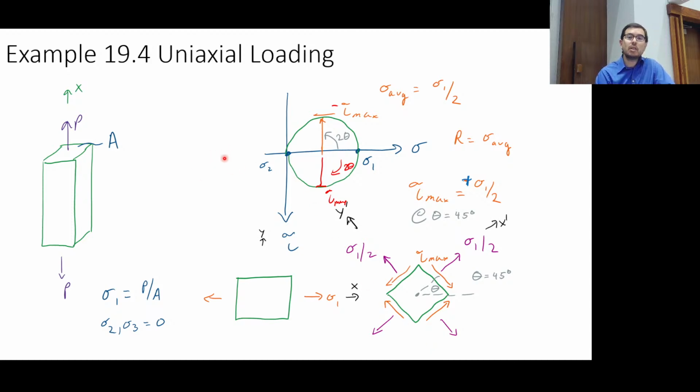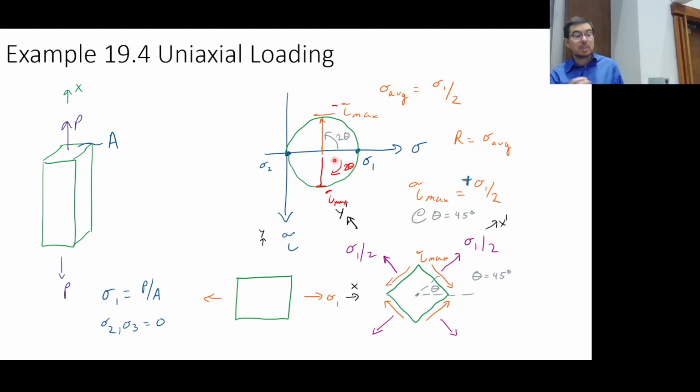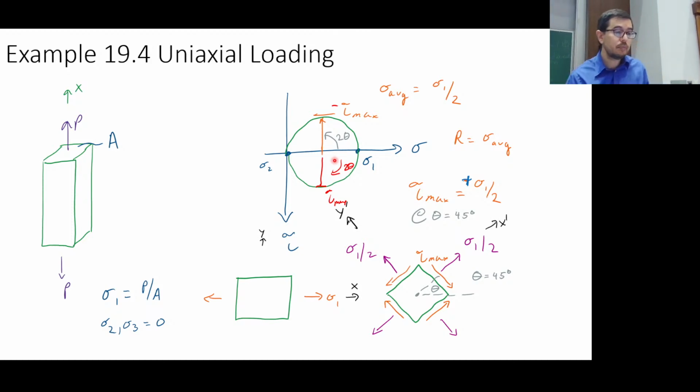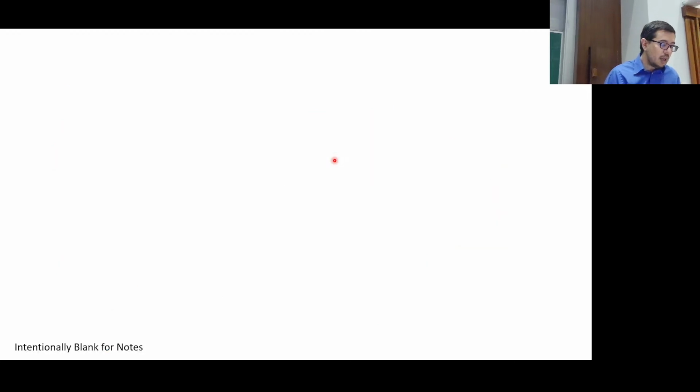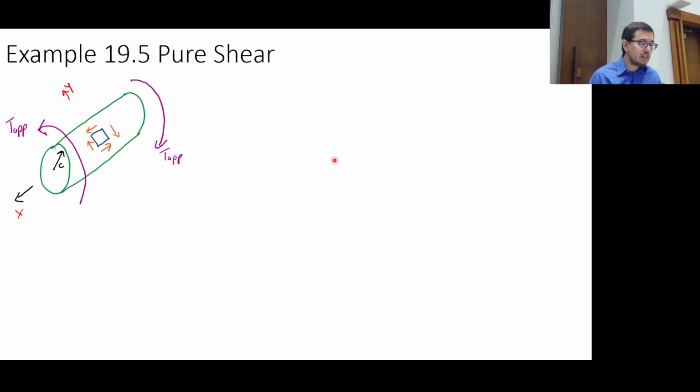You can have situations where your sigmas will be negative, but they have to be on the left side, not on the right side. And pure shear is a good example of that, but this is not pure shear. This is uniaxial loading. Okay, pure shear is another case. I've got 3 minutes. I'll go through this quickly.